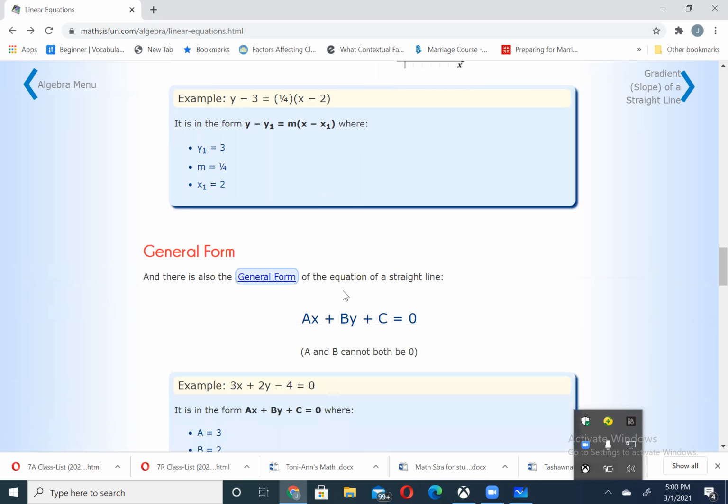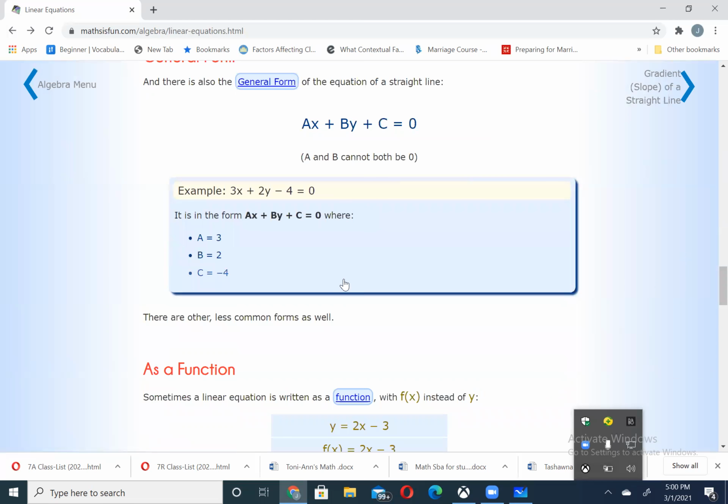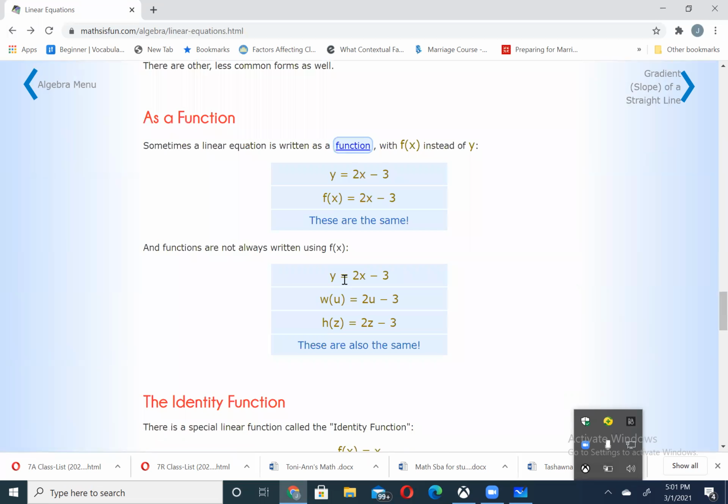Here is the general format now, which is ax plus by plus c equals 0. In the equation, a is the coefficient of x, b is the coefficient of y, and c is the constant, as we are aware. Still following? Yes, Miss.